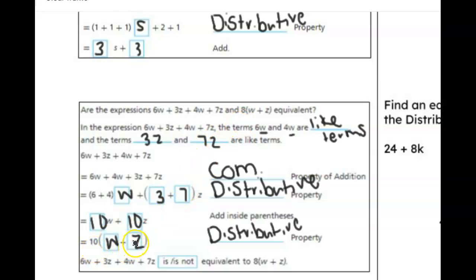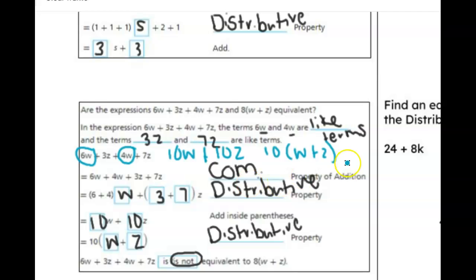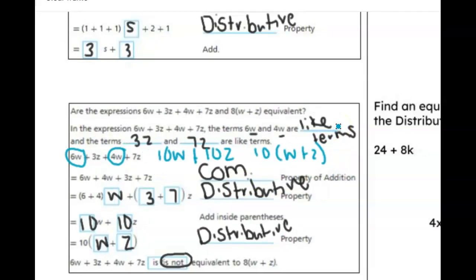So it does not equal the same thing because one is 10 and one is 8. And again, I would not have gone down that far with that much. I would have said, hey, this is the same, this is the same. 6W plus 4W is 10W. 3Z plus 7Z is 10Z. I notice that there are 10s in both of them, so I'm going to take my 10 to the outside, leaving me with a W and a Z on the inside. That way is a lot quicker.